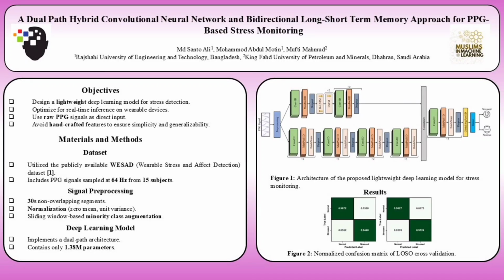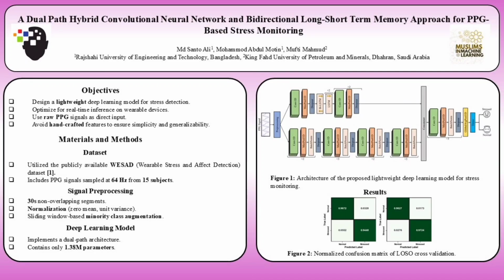Now let's look at the architecture of our proposed deep learning model. We designed a dual path architecture to extract both spatial and temporal features from the raw PPG signal. The first path uses a combination of CNN, Bi-LSTM and LSTM layers to capture hierarchical and sequential patterns in the signal. The second path is a lightweight CNN-only branch which runs in parallel to provide faster complementary feature extraction.